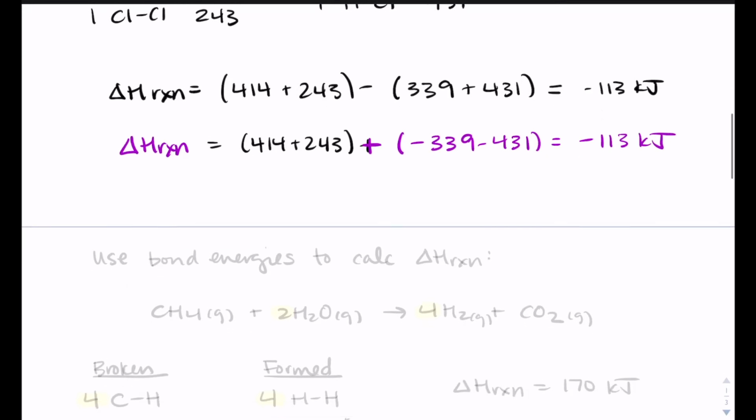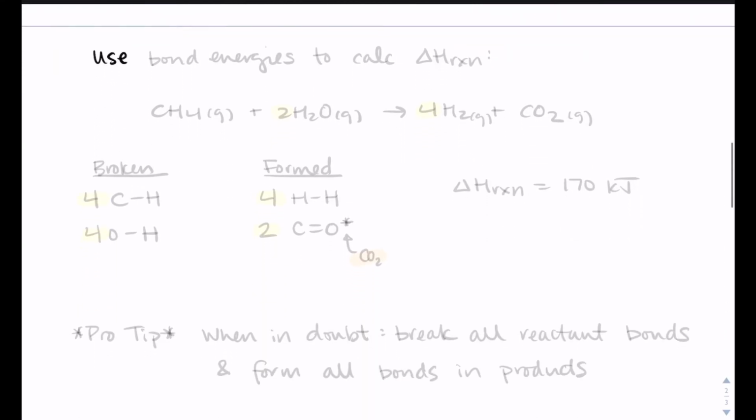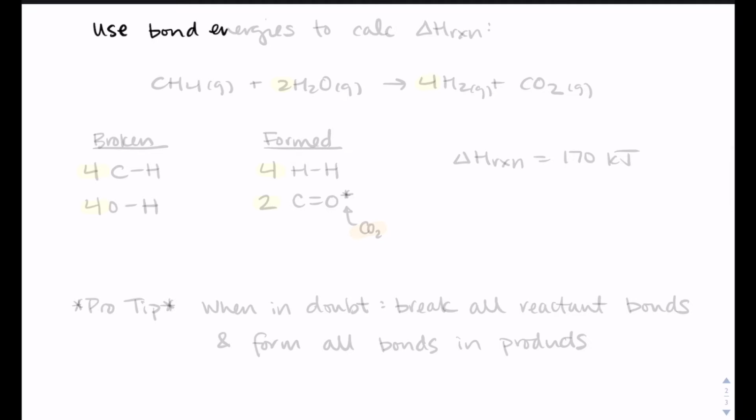And let's do a final example where we do have to worry about the number of moles. So we are going to use bond energies to calculate the delta H reaction for CH4 plus 2H2O turning into 4H2 plus CO2. I don't have Lewis structures drawn here.